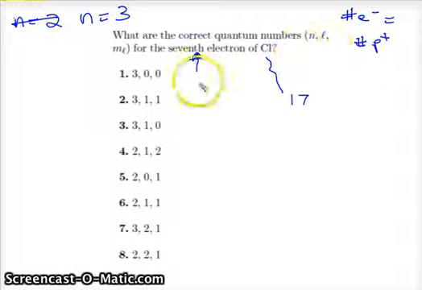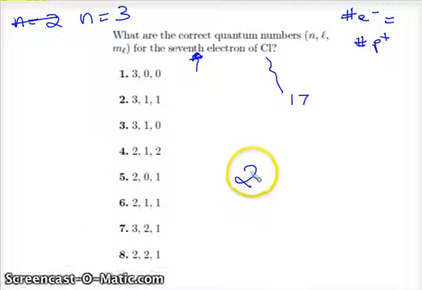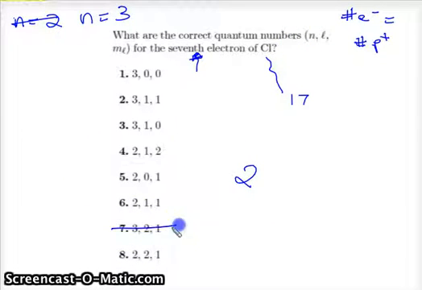So that means I'm literally going to look at what would be the 7th element. Well, the 7th element is on the 2nd row. Okay, it's on the 2nd row. So if it's on the 2nd row, I know I need an N equal to 2. So I'm going to eliminate this one, I'm going to eliminate this one, and this one.